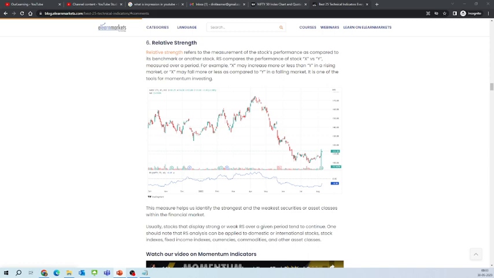That's where it will tell you whether this stock is strong or weak in comparison to the other stock. So this is more or less where the relative strength comes into the picture.